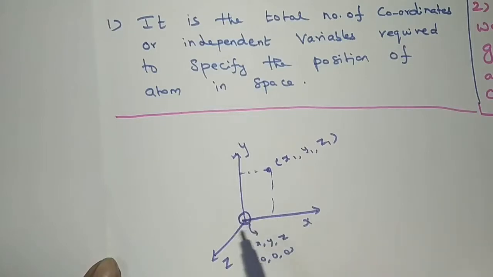So in this case, for this object, or you can consider this is an atom, basically monoatomic molecule. You can say monoatomic molecule is basically an atom, right? Its position is described by the x, y, z. So if it is here, it is 0 comma 0 comma 0. If it is here, it is like some values of x, y, and z. So you need how many variables to describe this particular object? You require 3 variables. So that is called degree of freedom. The total number of coordinates or independent variables required to specify the position of an atom in space.